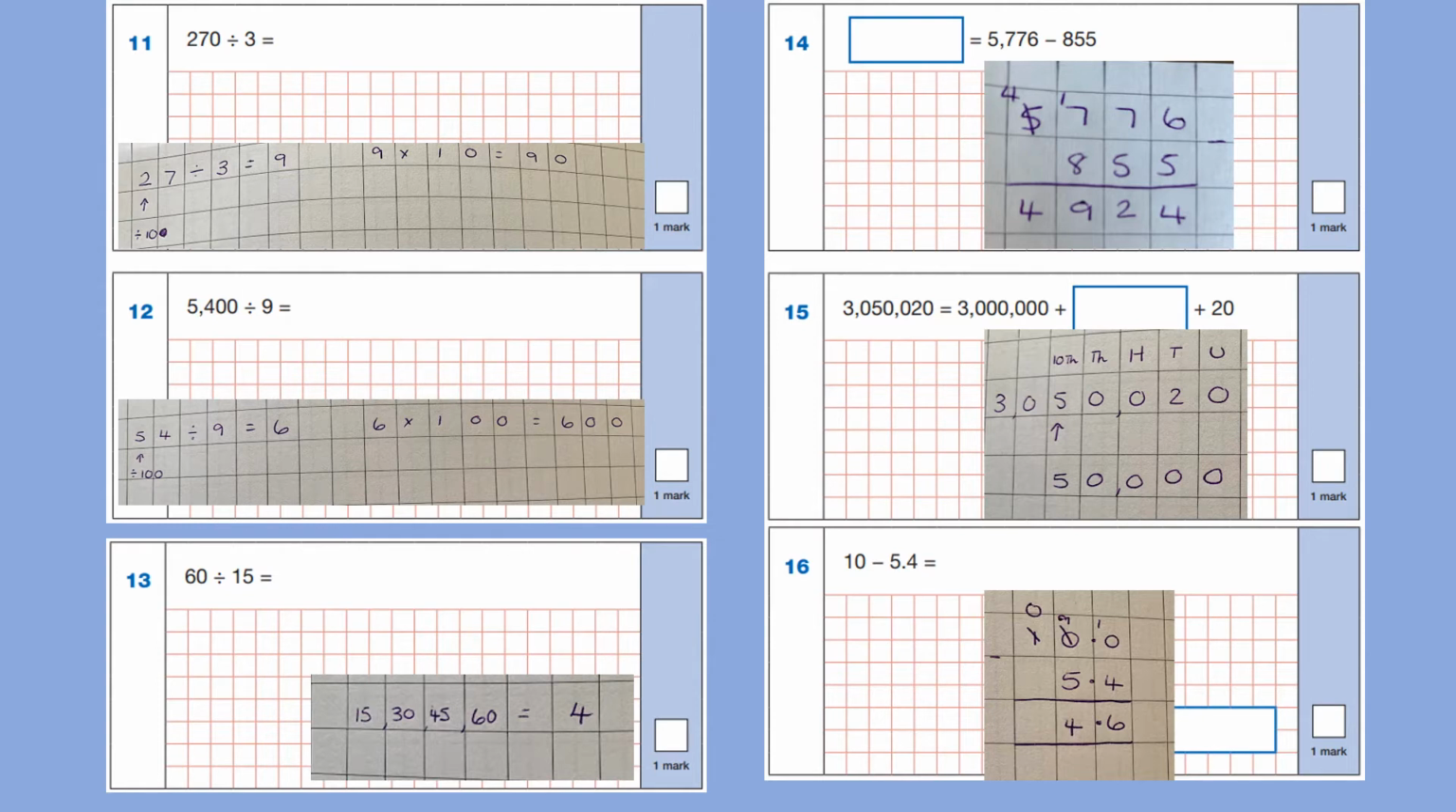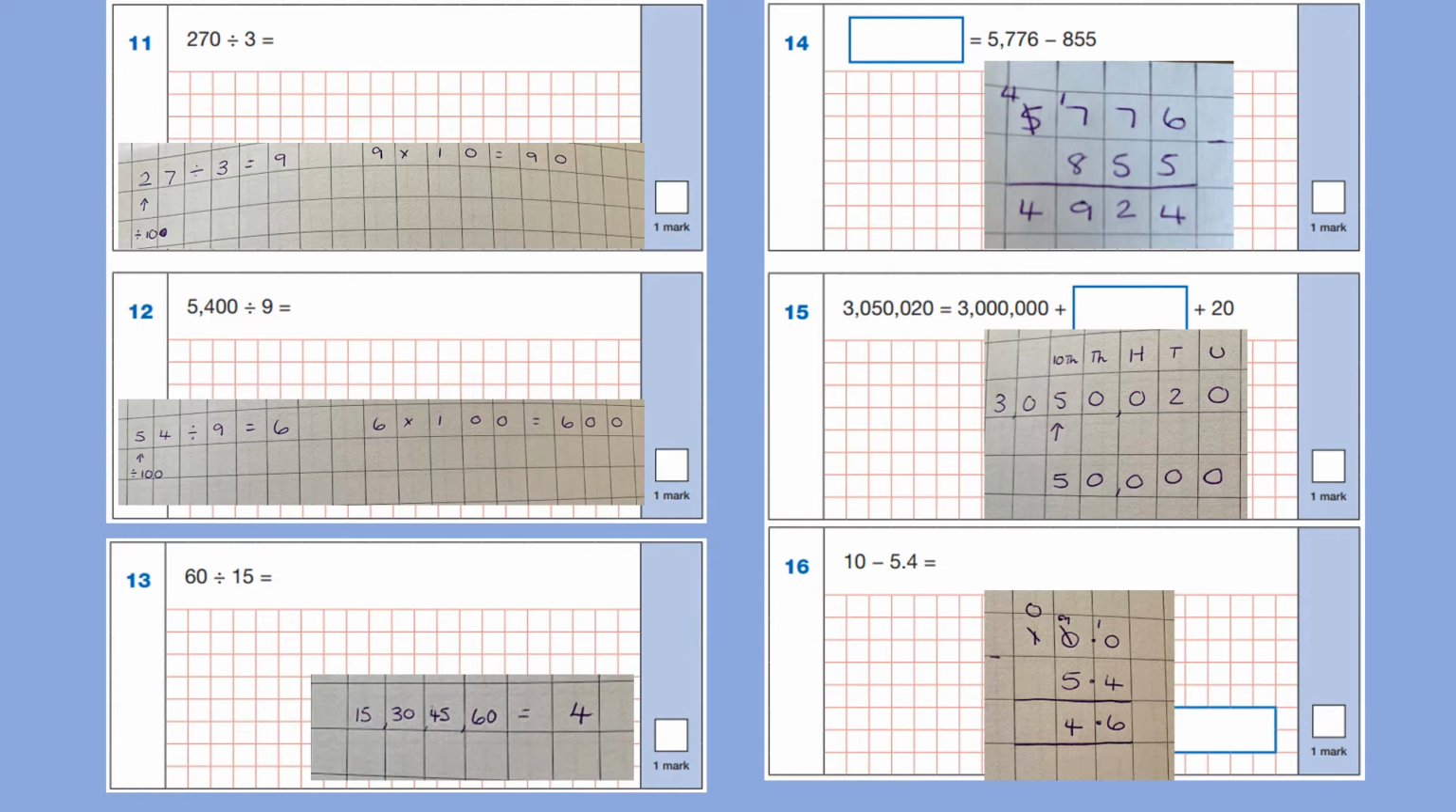Now number 14, this is one that catches out my class quite a lot. It is still a subtraction question. It has just put the equal sign on the other side of the operation. So it's still 5,776 subtract 855, as you can see down below.